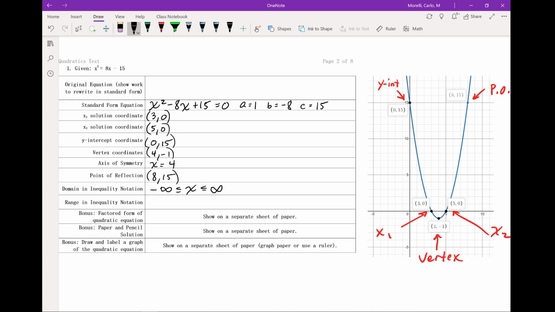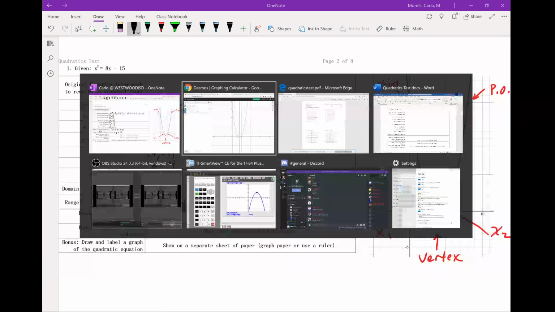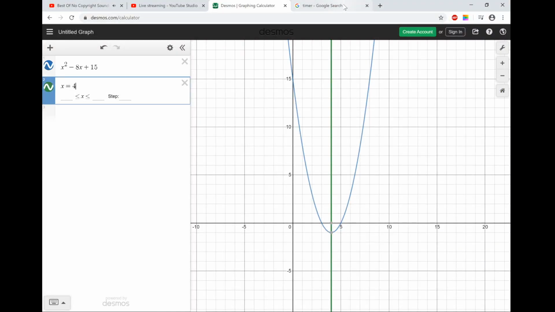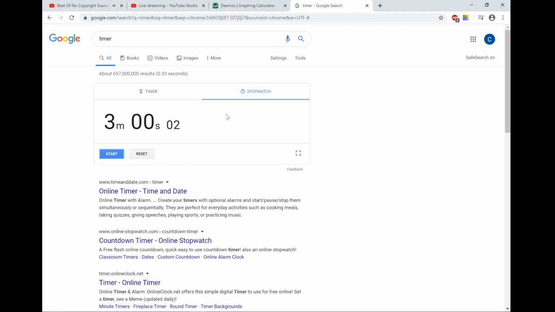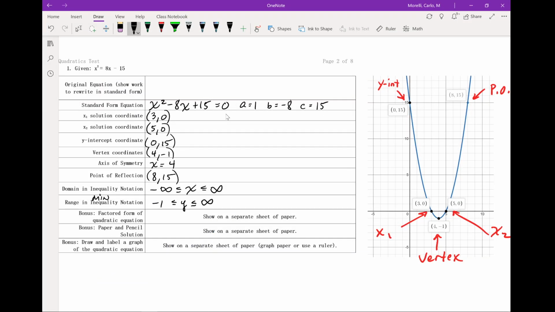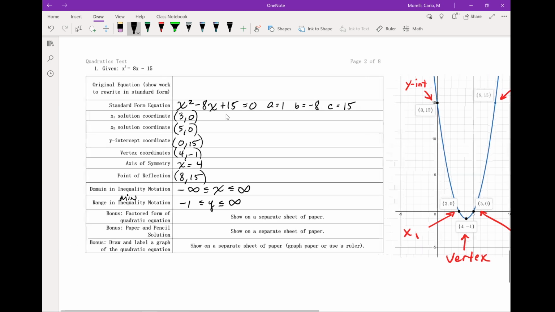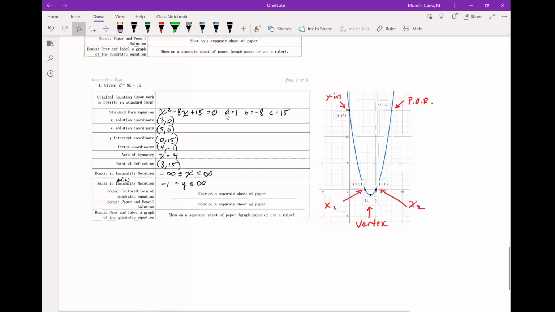This is a minimum graph. So we're going to start with the y value of the vertex, -1, less than or equal to y, less than or equal to infinity. There it is. Boom. 3 minutes exactly. So at that rate, we could solve the whole test in 15 minutes. Wow.